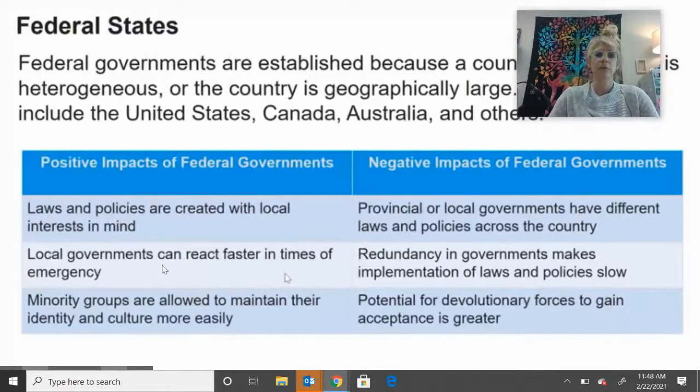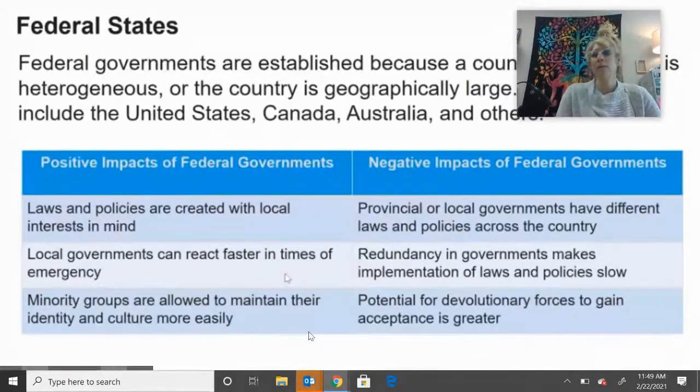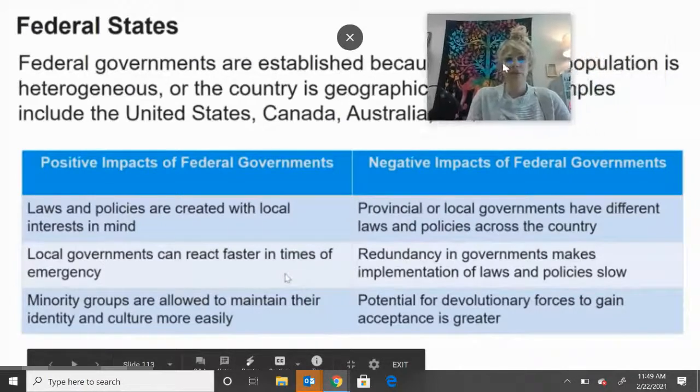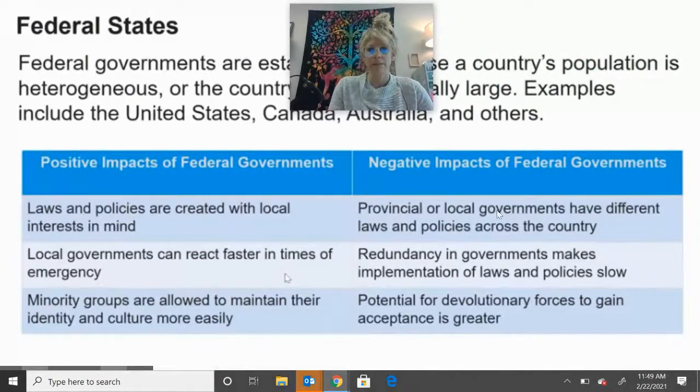And then local governments can react a lot faster, especially in cases of emergency. So it's nice to have that service set up with your local governments. And then minority groups are often allowed to maintain more of a cultural identity with the federal system. Okay, let's look at some negatives for the federal system.